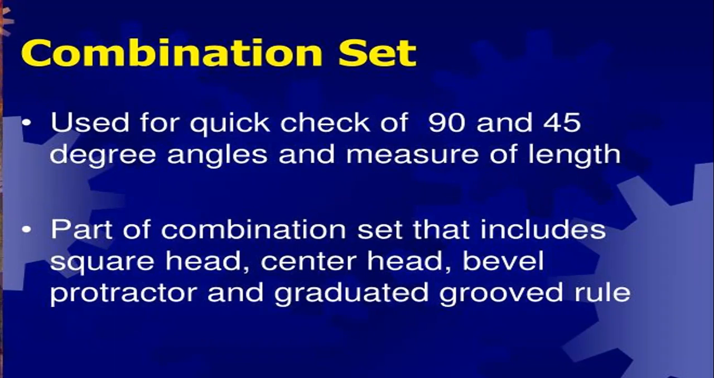A combination set includes the square head, center head, bevel protractor and graduated grooved rule. So these are the different parts of the combination set.